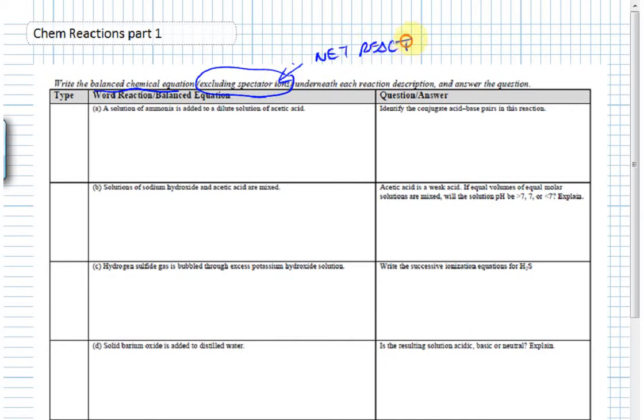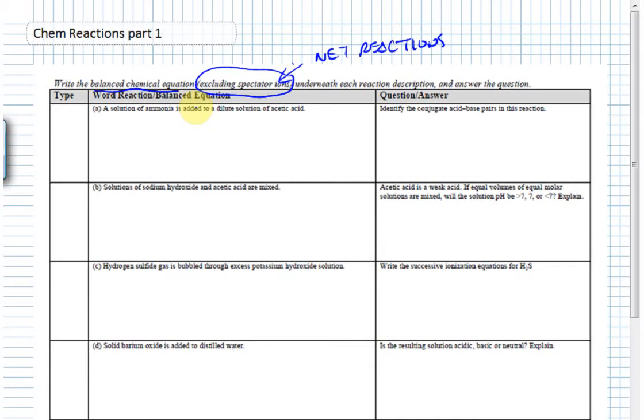All right, so here's a few we're going to practice here. So let's take a look. I've got 3 columns here. In the AP Chem exam, you'll be given a description of the reaction, and then you'll be asked a question about that reaction. All right, let's see how it goes.